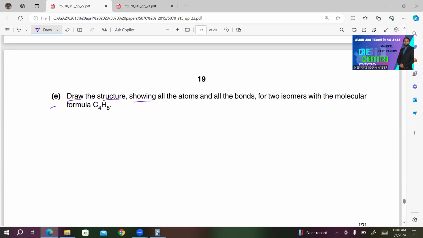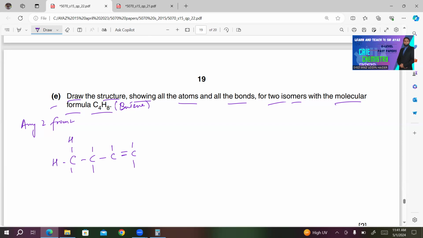Part E. Draw the structure showing all the atoms and all the bonds for two isomers with the molecular formula C4H8. C4H8 is butene. It's an alkene. So there must be a carbon-carbon double bond in it. So you can draw any two from these. I'm placing the double bond here, first on the right hand side. These all are hydrogen atoms.